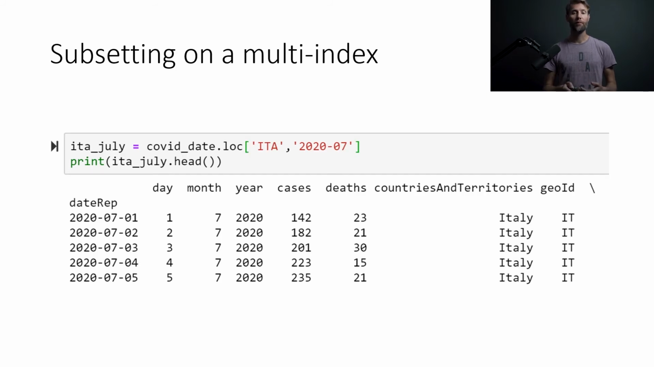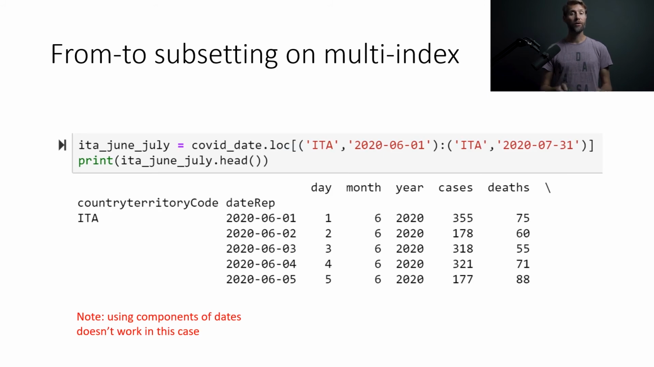To subset on a multi-index, we use the loc function. The argument before the comma selects data based on the first column of the index. The second argument is applied on the second column of the index. Our example shows all rows of Italy in the month of July. In a similar way, we can also filter on ranges. In this case, we are selecting all rows for Italy from the 1st of June till the 31st of July.